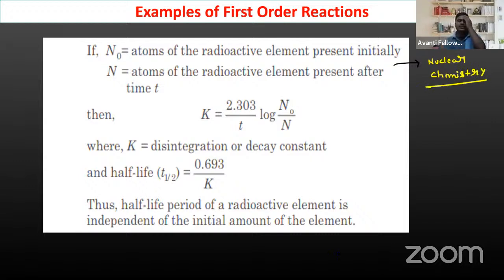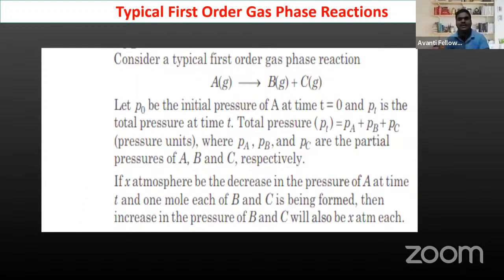Okay, so if N naught is the number of atoms of the radioactive element present initially, and N is the number of atoms of the radioactive element present after time t, then we'll also write a formula like K is equal to 2.303 upon t log N naught by N, where K is the disintegration constant or decay constant, and half-life time is equal to 0.693 upon K. Thus, the half-life period of a radioactive element is independent of the initial amount of the element, right?